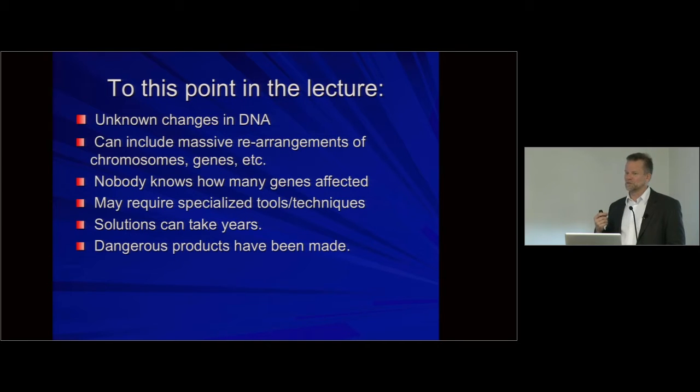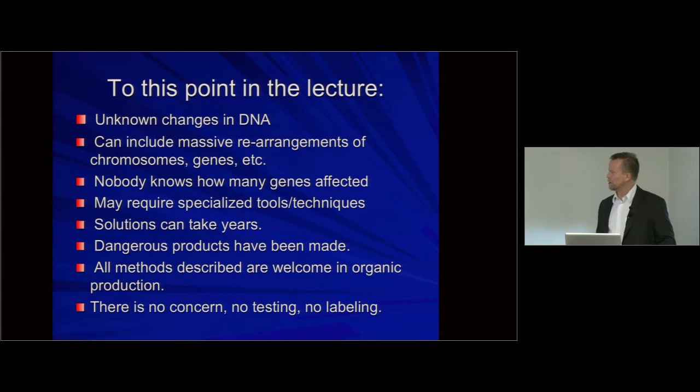We've created potatoes through traditional breeding that contained too much solanine, a compound that can be toxic. We've created other problems too, with celery that was bred for insect resistance, where the naturally occurring insecticides in celery would cause human allergies. So this is what we know to this point. We also know that all methods can be used in organic production, no problem, and there's no concern, no testing, no labeling. So from all of the ways in which we've been classically genetically improving plants, it's a very random and wide open process that people are very comfortable with.